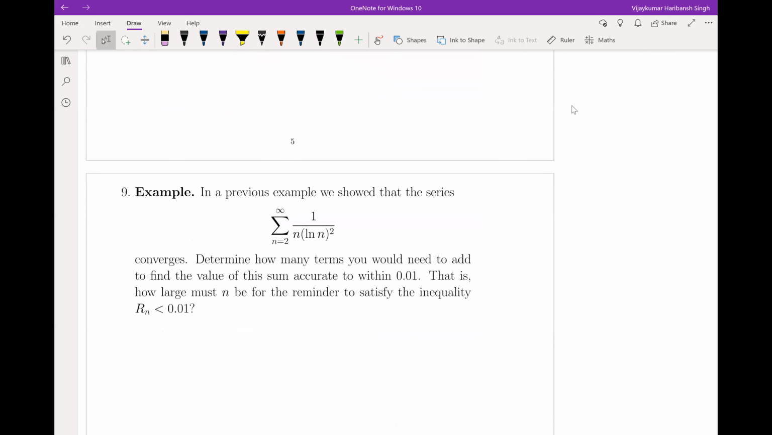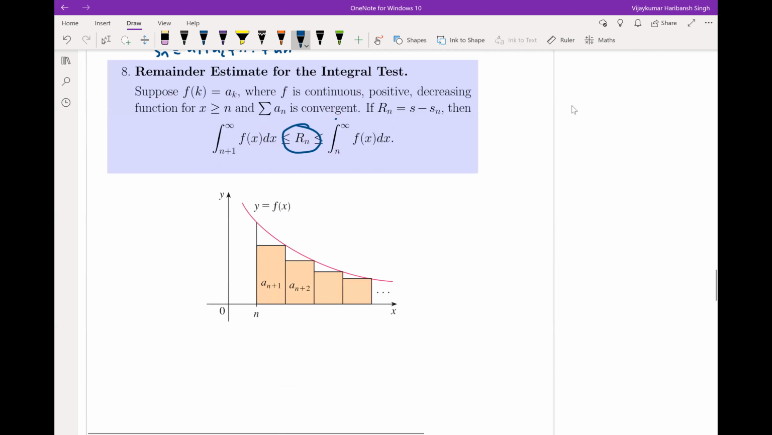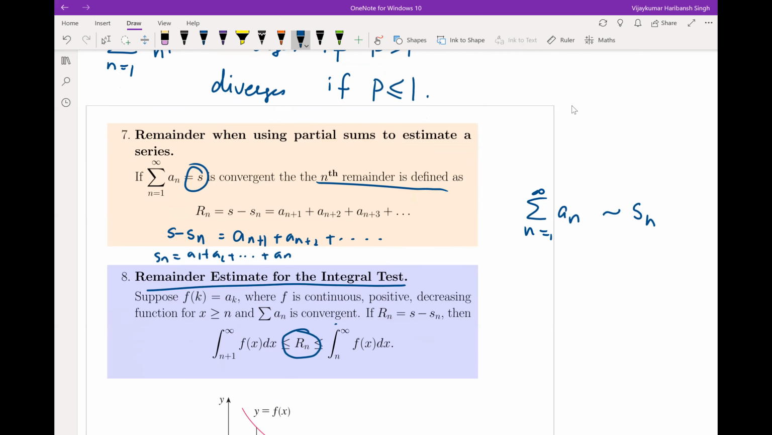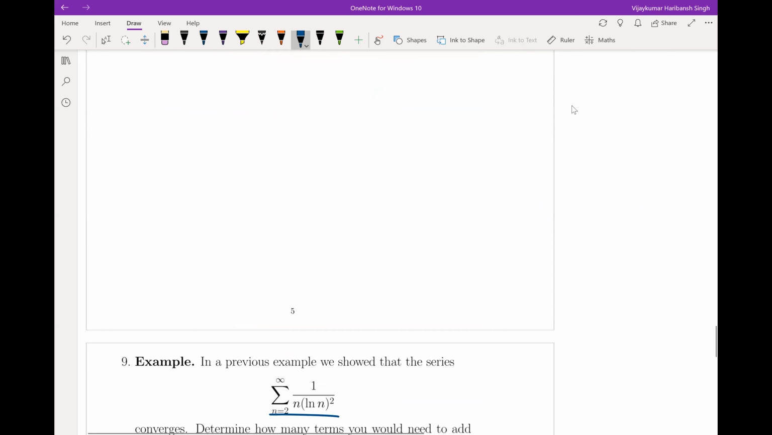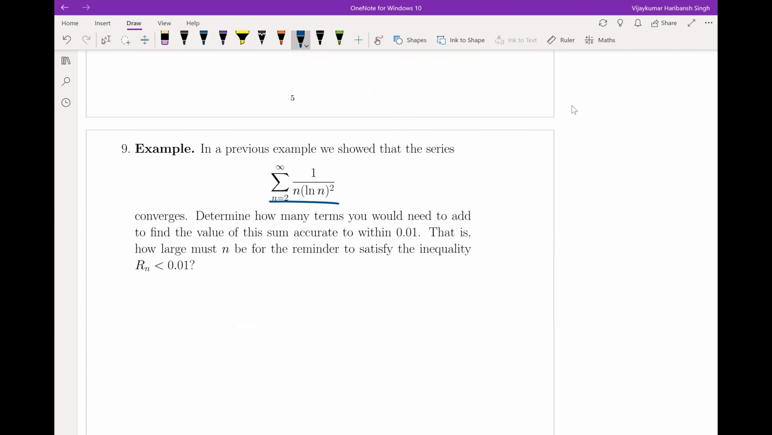So in the previous example, we have shown that the series converges, right? And so we already know that this converges and it satisfies all of these conditions needed to estimate the remainder: it's continuous, positive, and decreasing for x greater than or equal to n, and we know that this is convergent. Now we want to estimate. So what is the problem asking us? The problem is asking us, determine how many terms you need to find the value of this sum accurate up to 0.01. So accurate up to 0.01 means your Rn should be accurate up to 0.01.